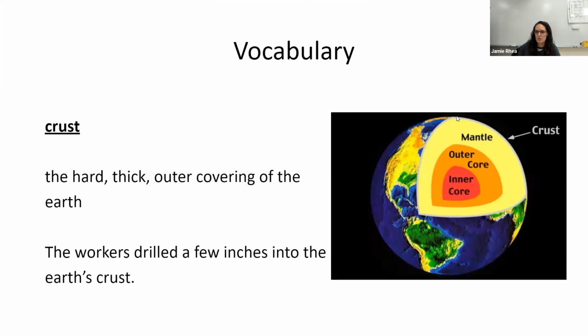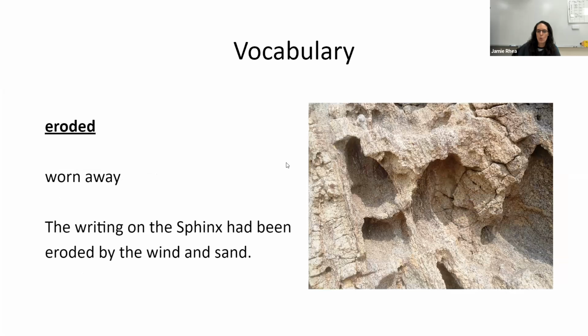Crust. Here's the crust, that little gray area right there. That's your crust. The hard, thick outer layer of the Earth. The workers drilled a few inches into the Earth's crust. Eroded, worn away. The writing on the Sphinx had been eroded by the wind and sand. Here you can see where some of the rock had been eroded.